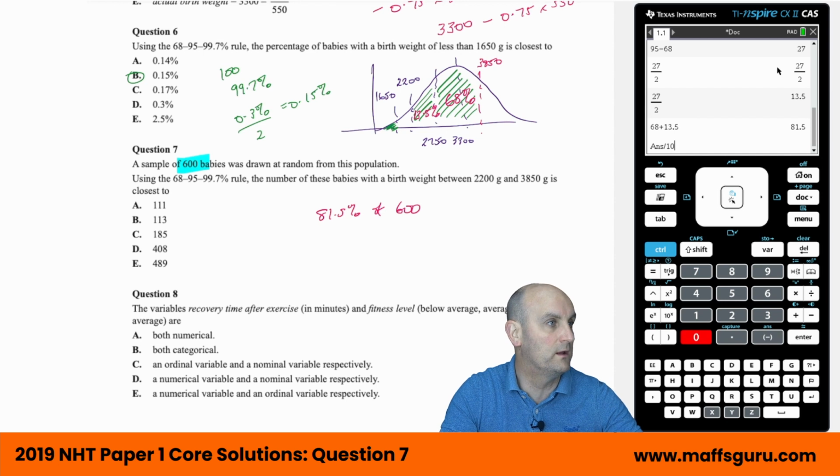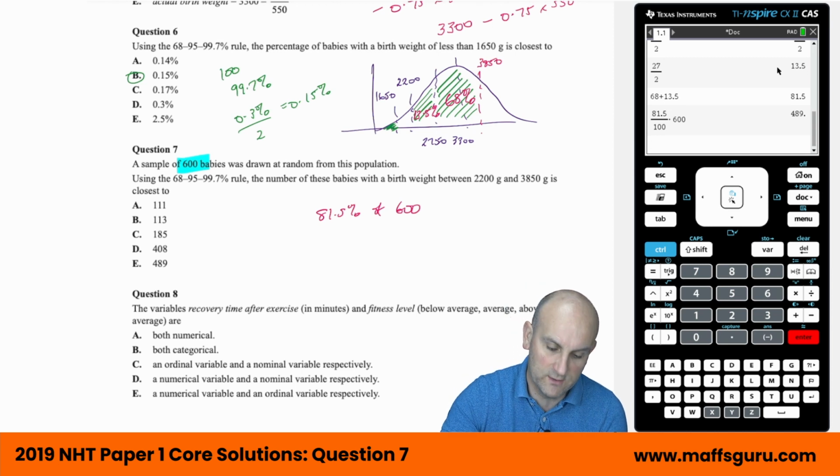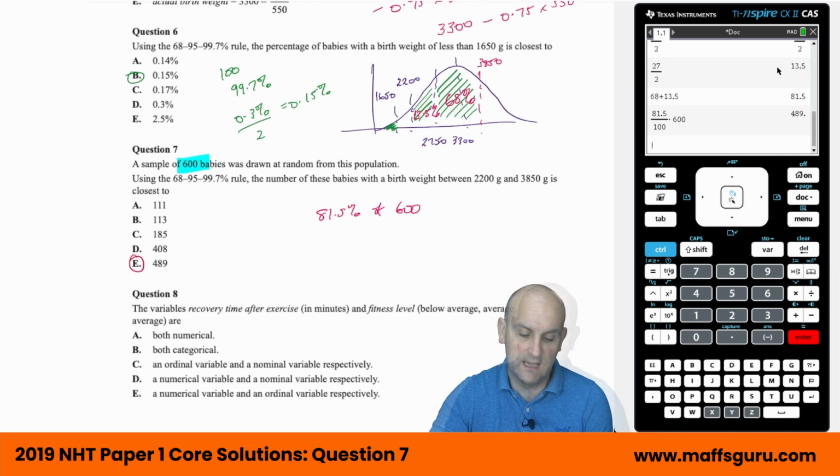We're going to divide that by 100. I'm going to multiply by 600, and that's going to give me approximately 489 babies. So question 7E was the correct answer.